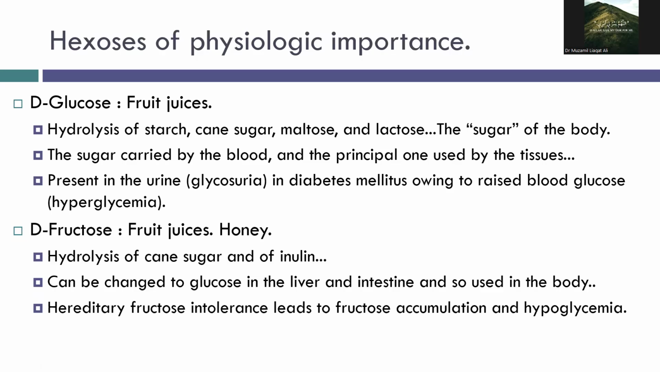Fructose is converted to glucose in the liver and intestine, and hereditary fructose intolerance, that is aldolase B deficiency, causes fructose accumulation, hypoglycemia, and liver damage. Fructose metabolism bypasses phosphofructokinase 1 regulation, which is clinically significant in metabolic syndromes.